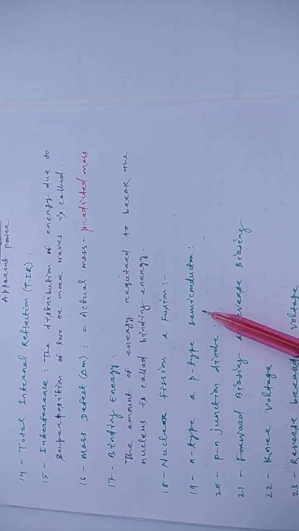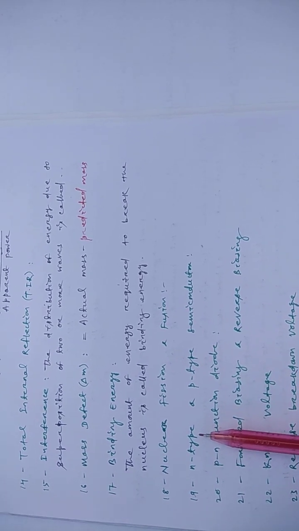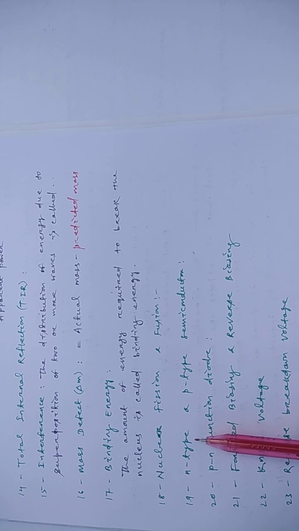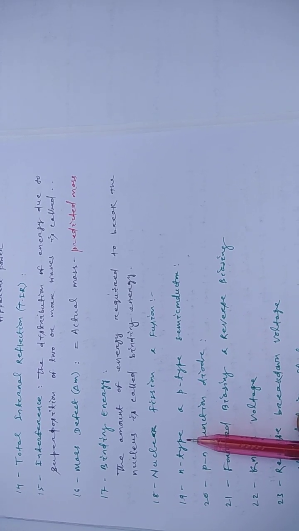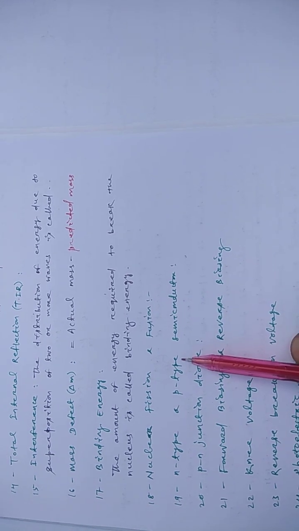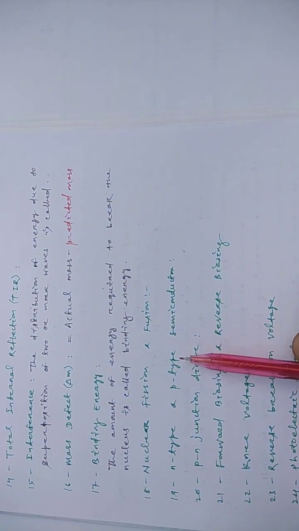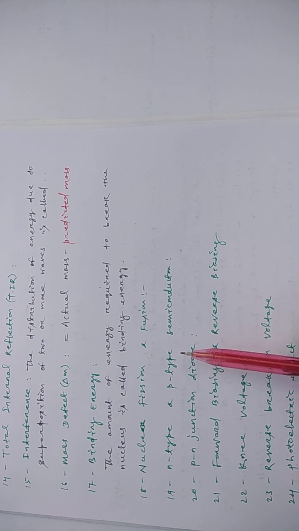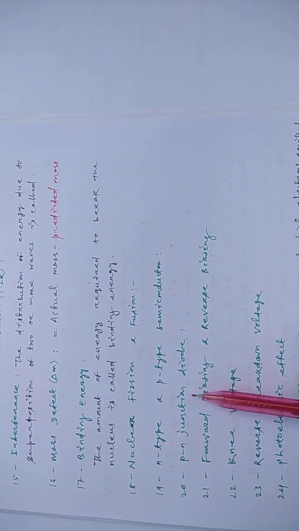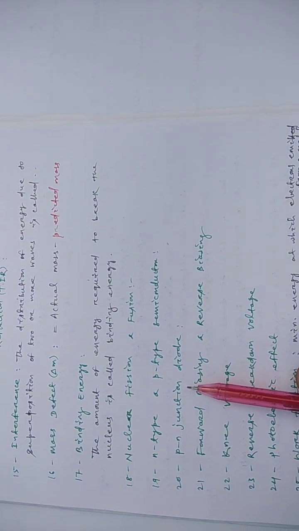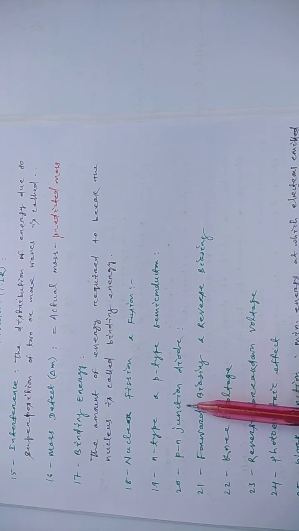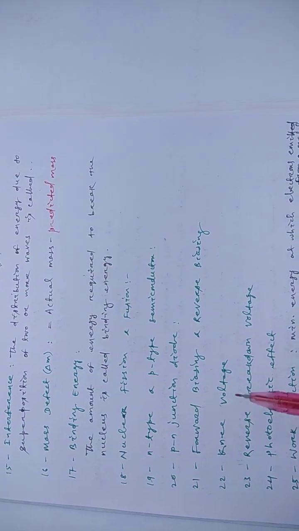N-type semiconductor, P-type semiconductor. When pentavalent atoms are added in a semiconductor, that is N-type. When trivalent atoms are added to a semiconductor, that is P-type semiconductor. PN junction diode, it is a semiconductor crystal whose half part is doped with P-type and other half is N-type.